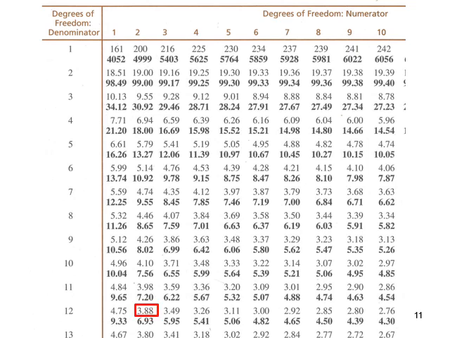So in this case, we're going to go to 2 and 12 and see that for a 5% value, we need a 3.88 or larger. And right below it is what we need for a p of 0.01. So our value actually fell between these. We did not make it all the way to 0.01, but we definitely did pass the bar of 0.05. So our p is less than 0.05. We have statistical significance.